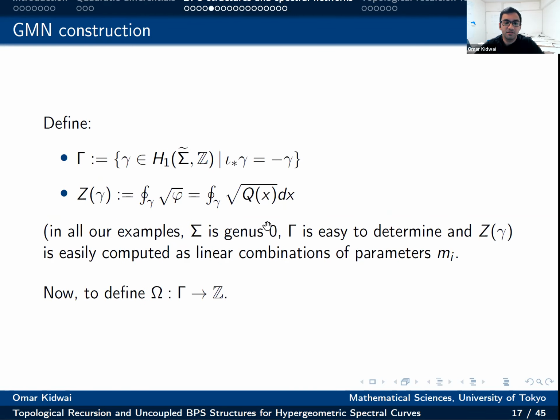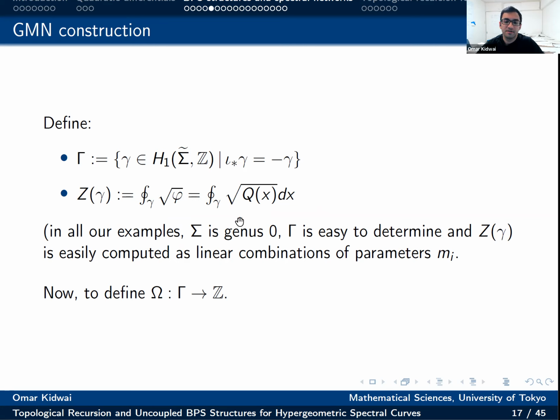So I can define now the lattice and central charge, which are not too hard. The lattice I take is the homology classes of the spectral cover, and I just take the ones that are anti-invariant. So it's a sublattice of the homology. And for the central charge, I just integrate the square root of phi. So yeah, it's just a period.